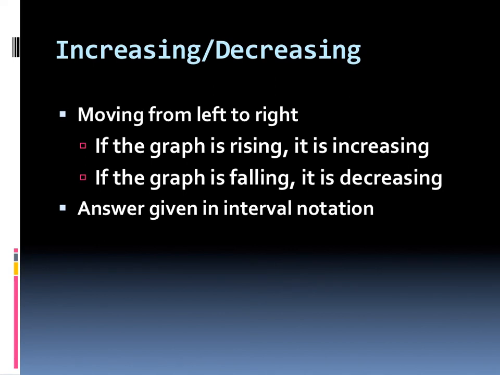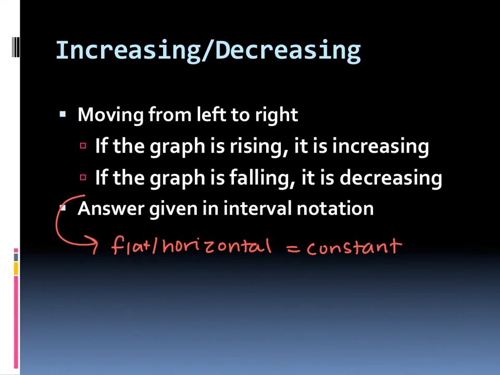The next kind of behavior you're going to talk about is increasing and decreasing. Increasing and decreasing behavior is moving from left to right. If your graph is rising as you move from left to right, then it's increasing. If it's falling as you move from left to right, it's decreasing. If it's flat or horizontal, it's constant. And your answer for these, just like domain and range, will also be given in interval notation.